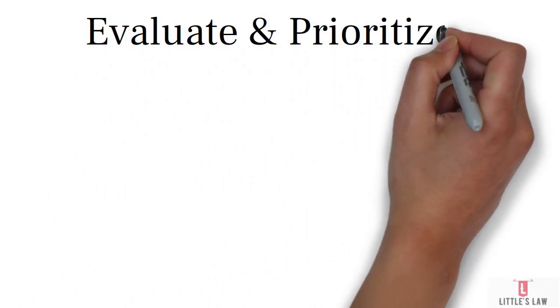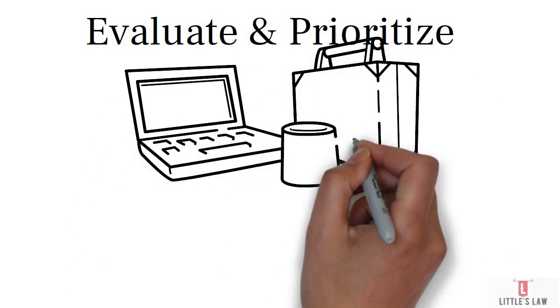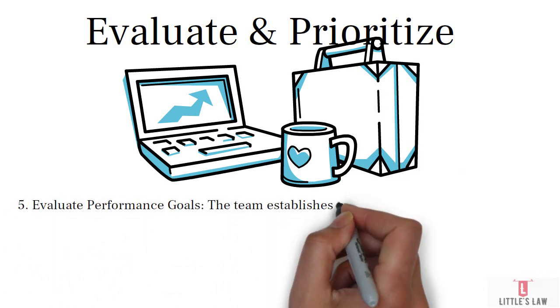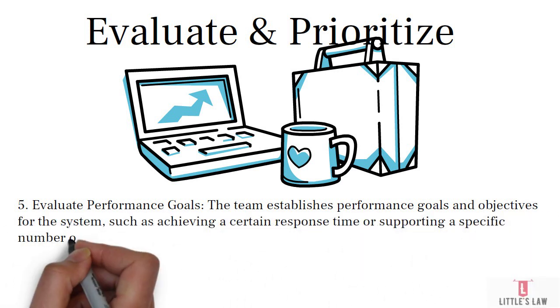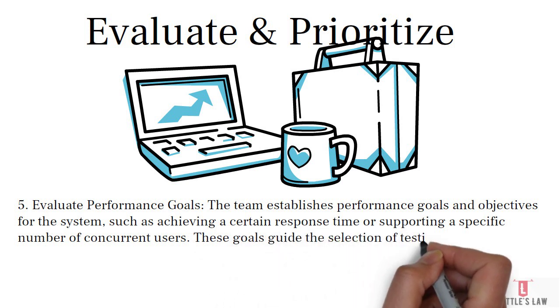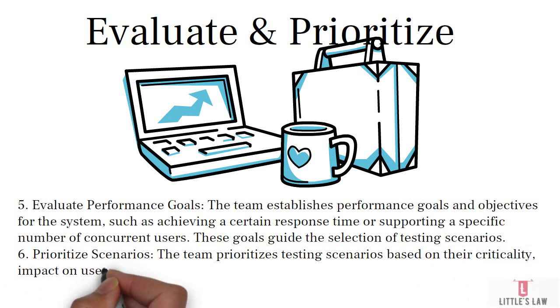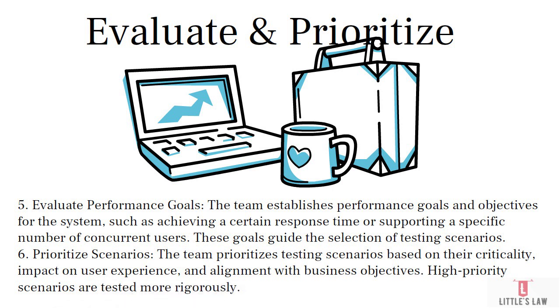Let me take you through the topics and then I'll give you an example. When it comes to evaluating the performance goals, the team should establish the performance goals and objectives for the system, such as whether you are going to achieve a certain response time or you're going to support a specific number of concurrent users, because these goals will guide the selection of testing scenarios, right? So if you want to achieve certain response times, your testing should be a different set of performance testing, or if you want to support a specific number of concurrent users, then you're going to run a different set of performance testing, right? Let me give you an example for that.